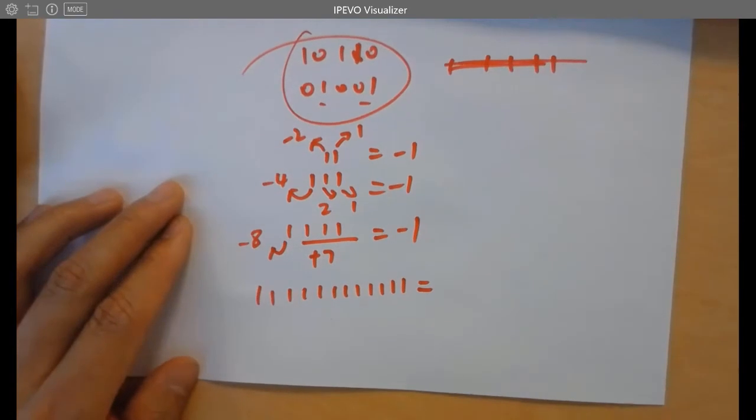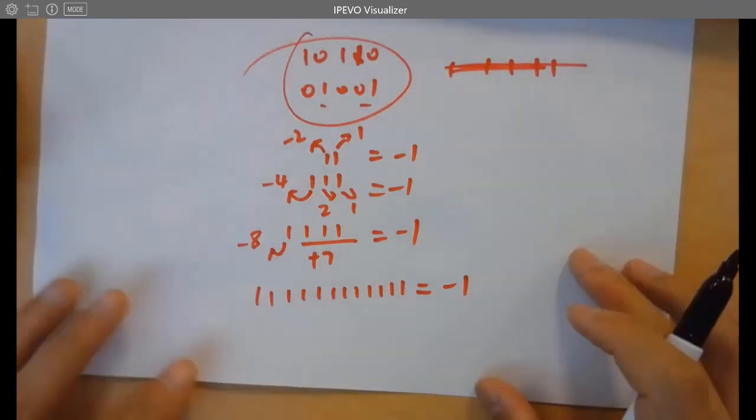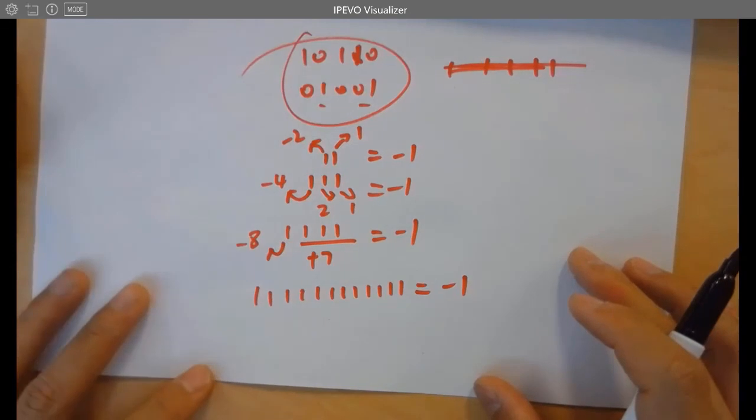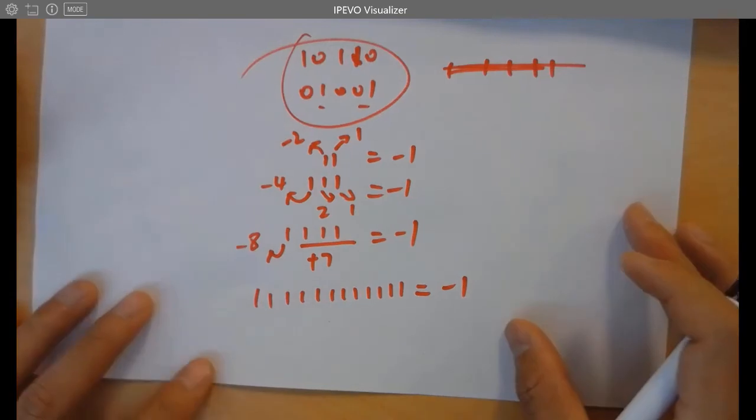And why is that? In 2's complement, why is that? Intuitively, everything's going to go to 0 except for the last digit, and then you just want a negative up front. Yeah, that's from the definition, but intuitively, why is that?